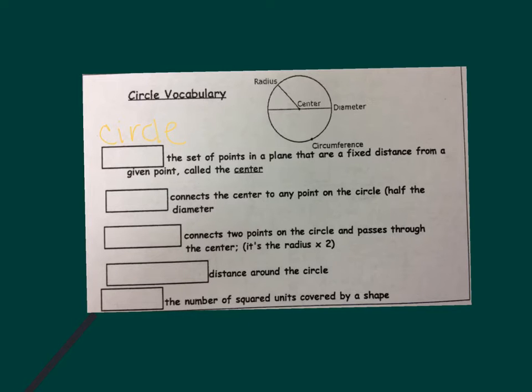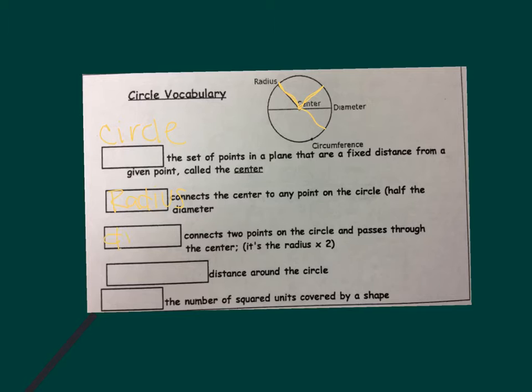So we see the center is this middle point. A line that connects the center to any point on the circle, it's half the diameter. That is our radius, R-A-D-I-U-S. So our radius, you see it goes from the center to any point on the circle, and it's half of the diameter. Now, what is the diameter, you ask?